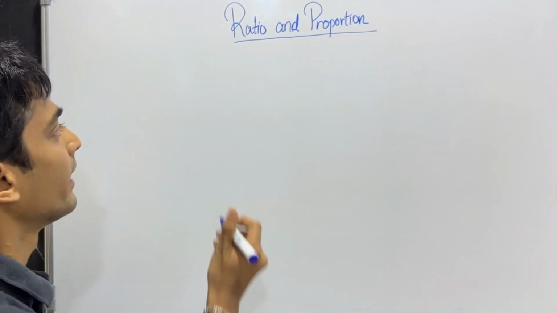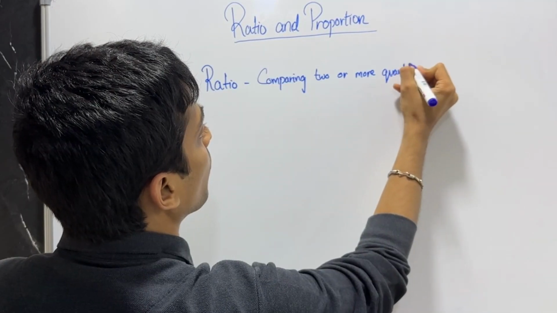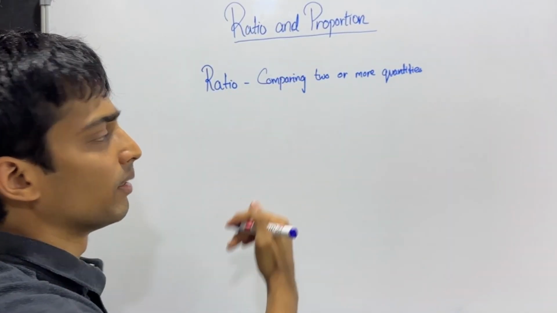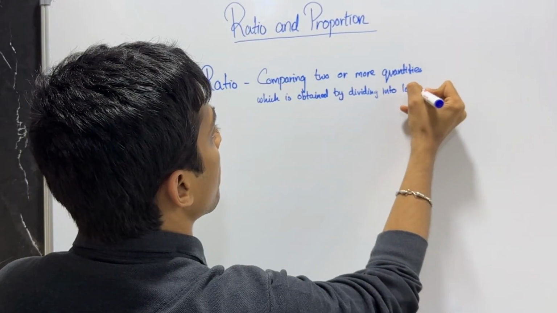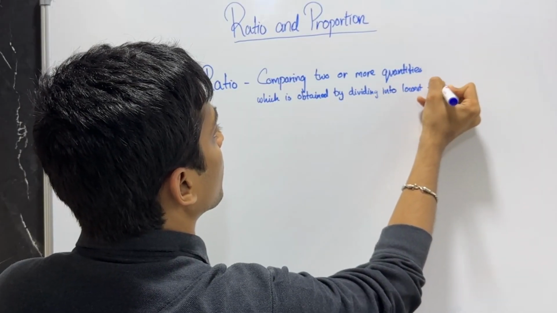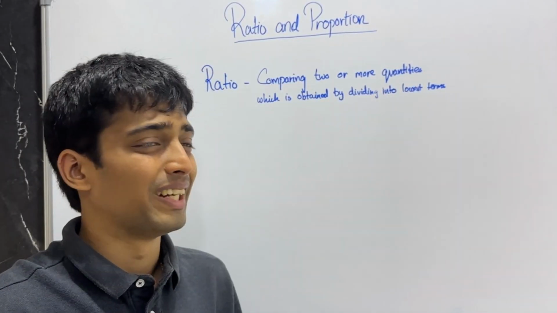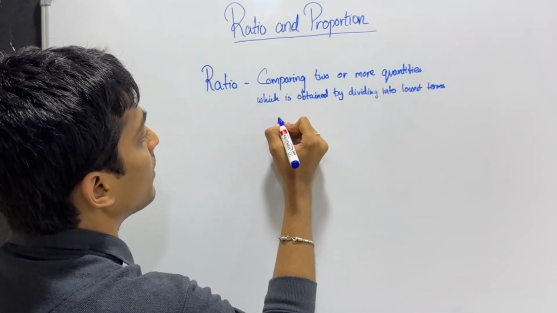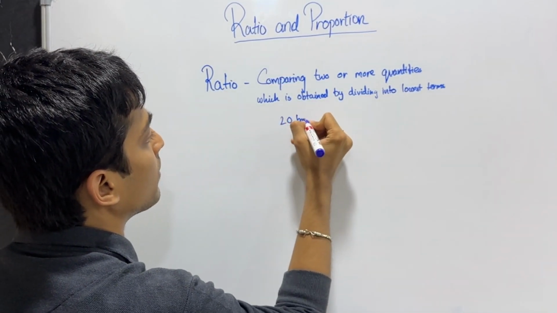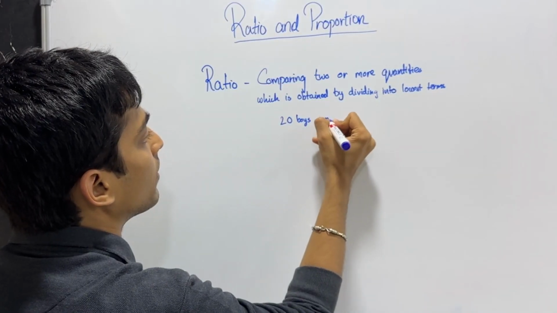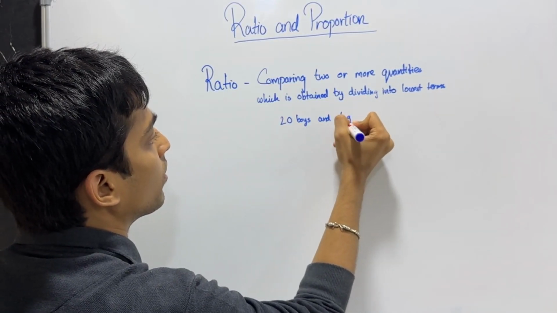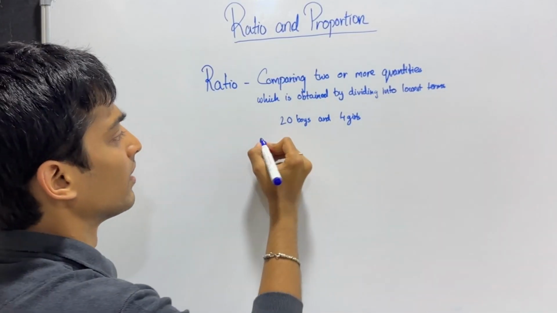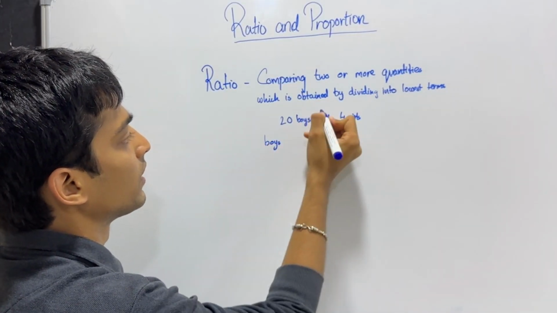So I'll write the definition. Quantities which is obtained by dividing them in the lowest terms. So let's take an example. Let's say in a class there are 20 boys and 4 girls. Now the ratio of boys to girls would be nothing but division of them.